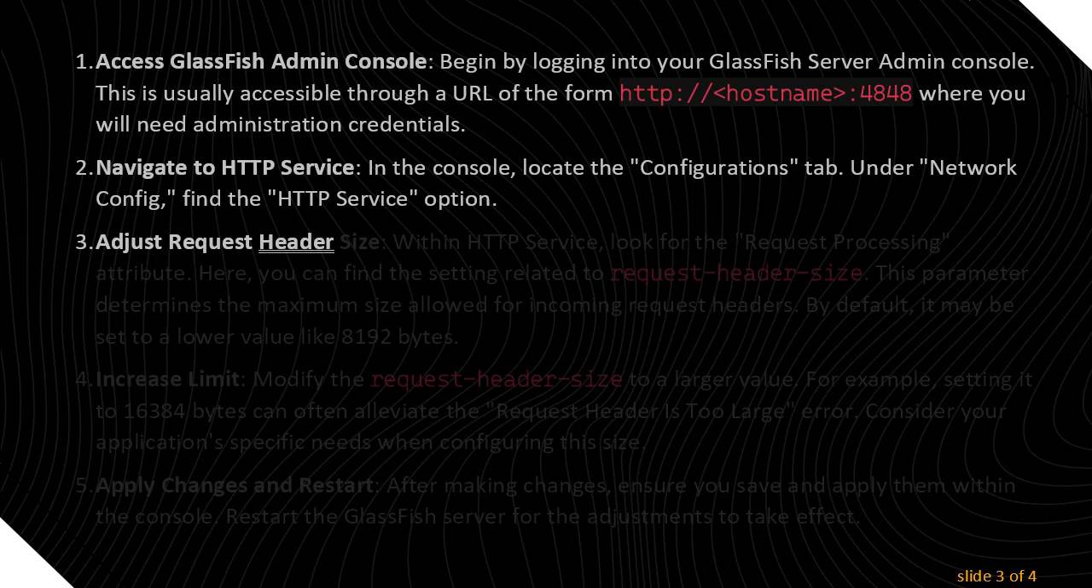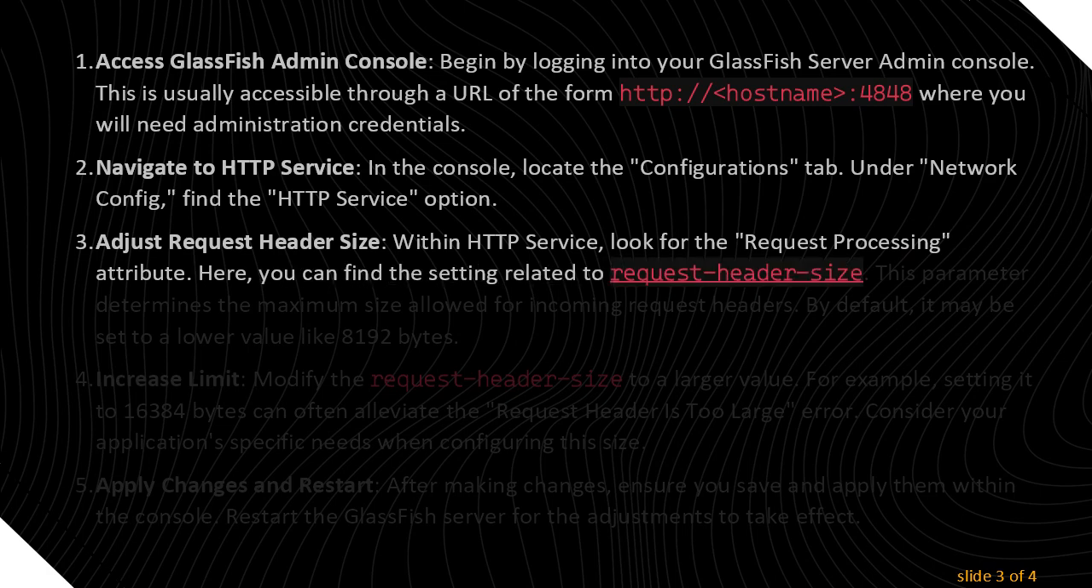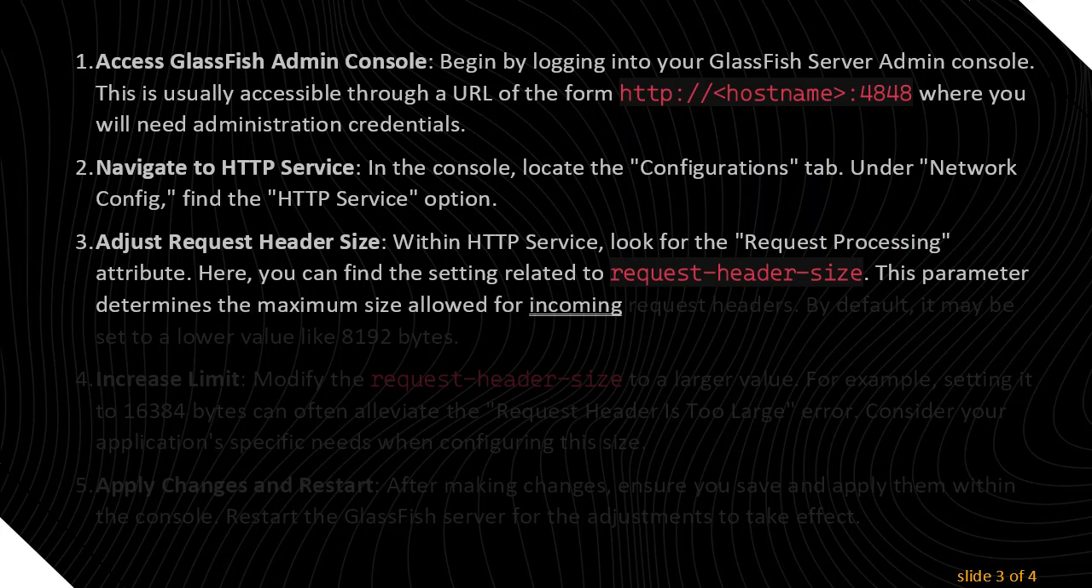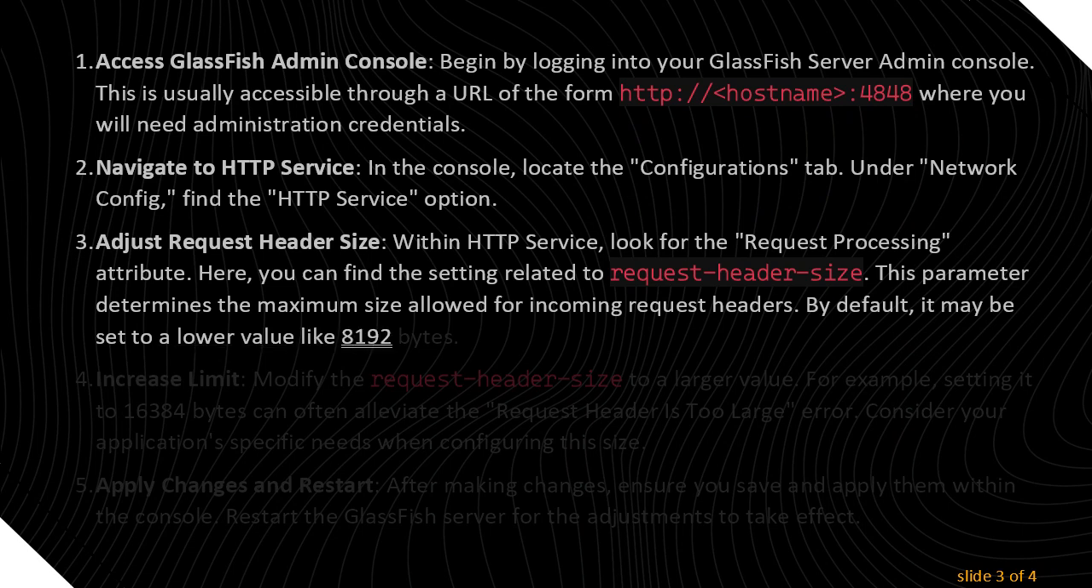Adjust request header size. Within HTTP service, look for the Request Processing attribute. Here, you can find the setting related to request header size. This parameter determines the maximum size allowed for incoming request headers. By default, it may be set to a lower value like 8,192 bytes.